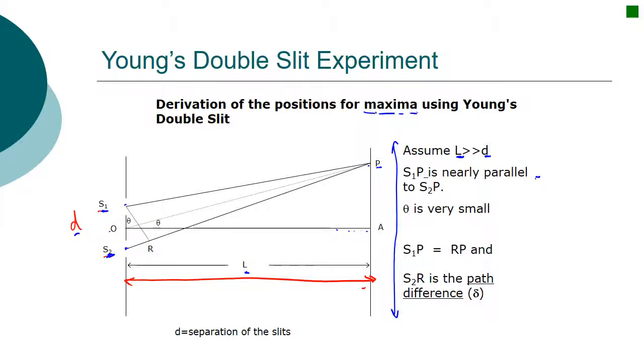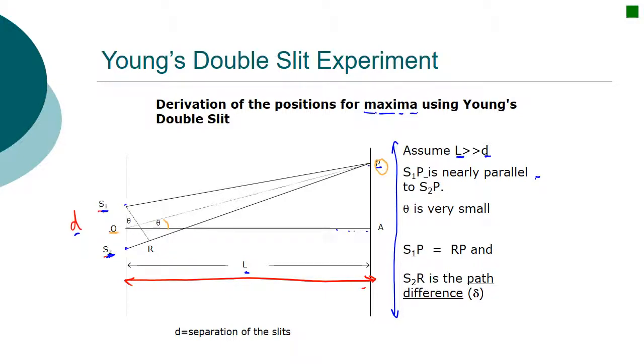We're also working under the assumption that theta is the viewing angle. If we're standing at point P, let me choose a different color, let's go yellow, this angle here is angle theta for our viewing angle from point P down to the midpoint between the two slits, O.